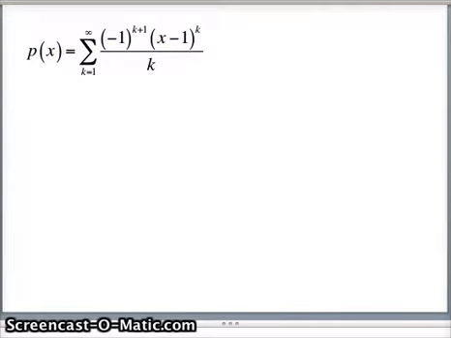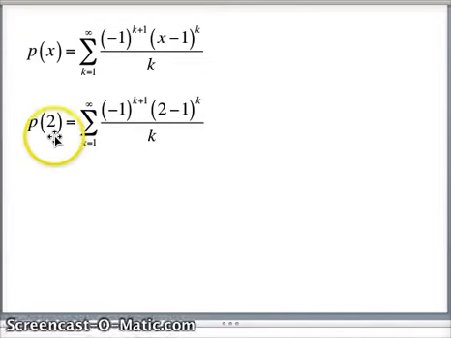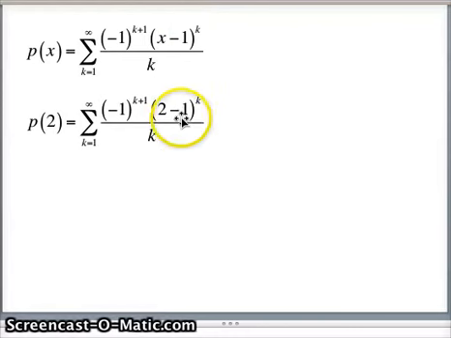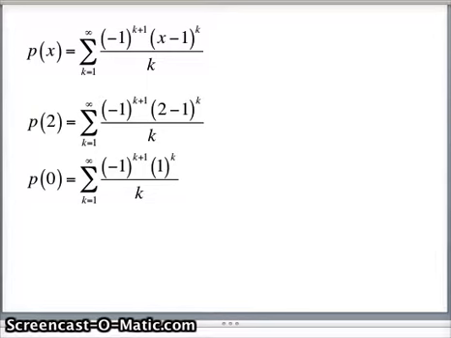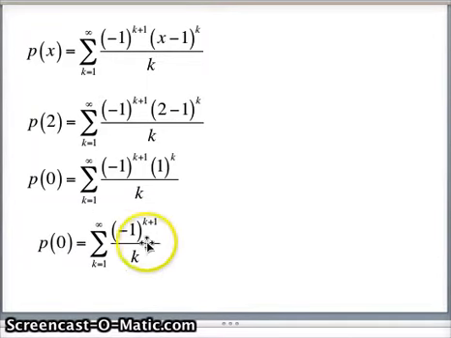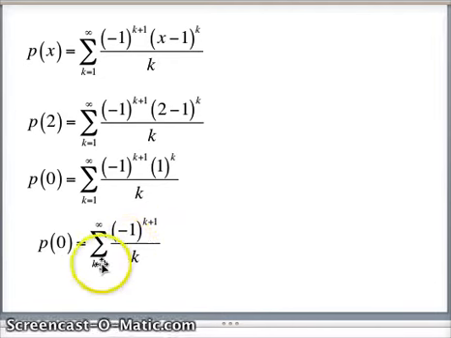Now what was our other endpoint? That was 2. So if I'm looking at P of 2, how is that going to work? 2 minus 1 to the k over k. Well, 2 minus 1 is 1, and 1 to the k is just 1. If you multiply anything by 1, you get the anything back. I have negative 1 to the k plus 1 over k. What's the status on this? This alternates. It starts out with negative 1 to the second, positive. Negative 1 to the third, negative. Positive, negative, positive, negative. This alternates.